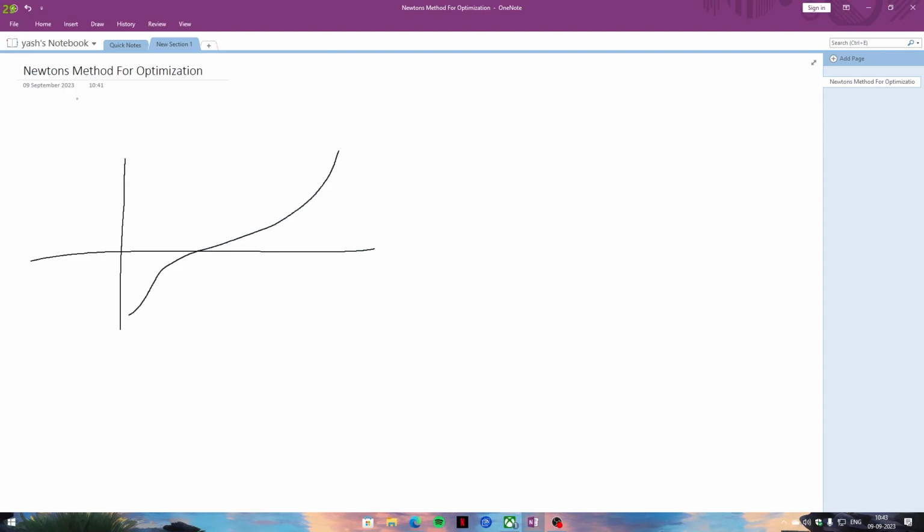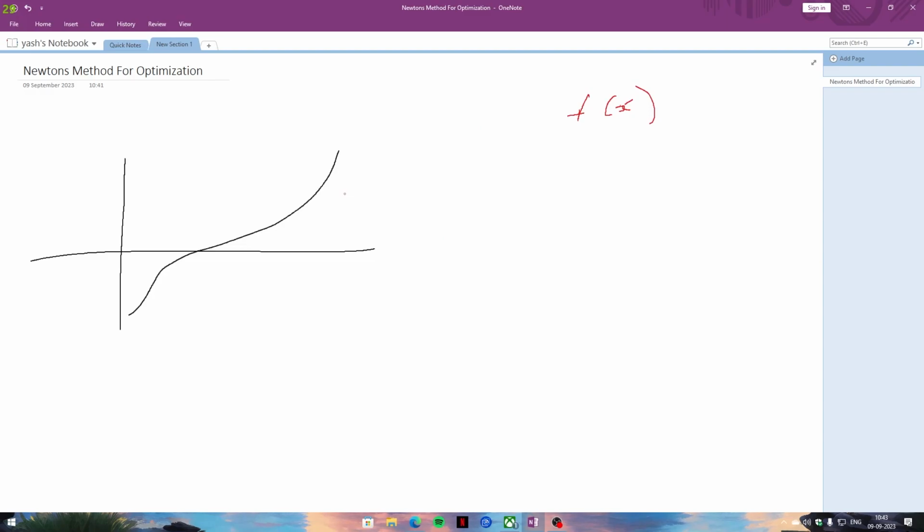So hello, today we are going to learn about Newton's method for optimization. So there's a function, let's say f of x, and we want to optimize that function. How we are going to optimize that function is what Newton's method for optimization does.